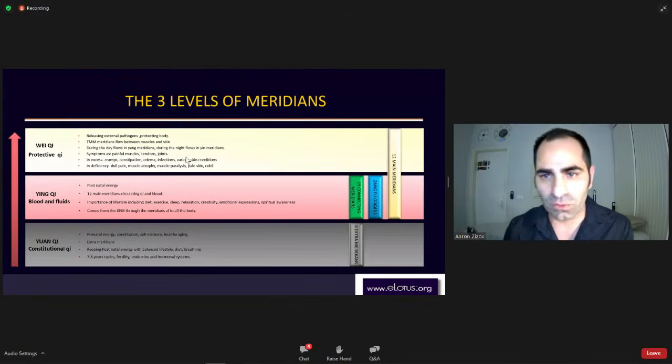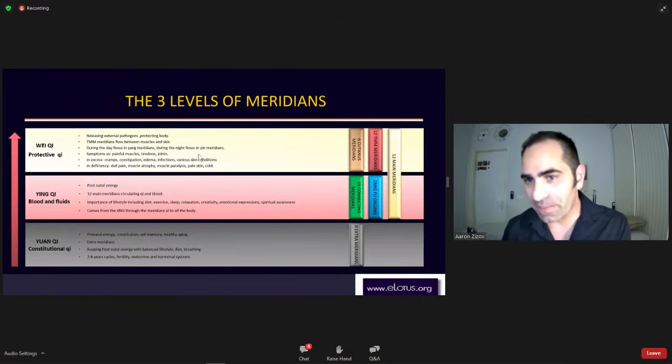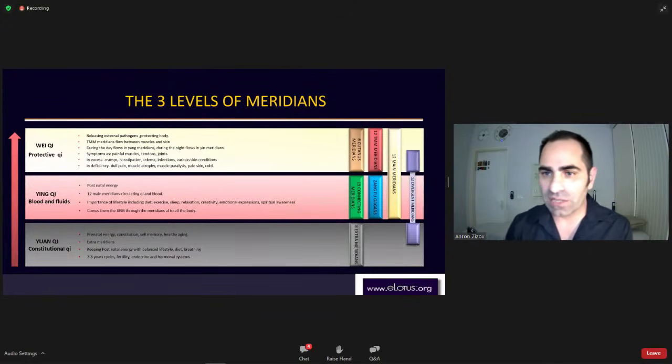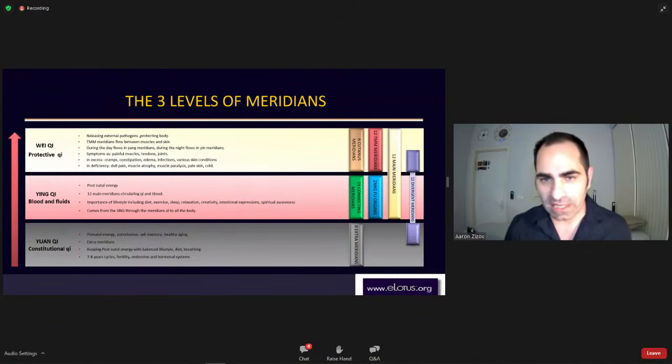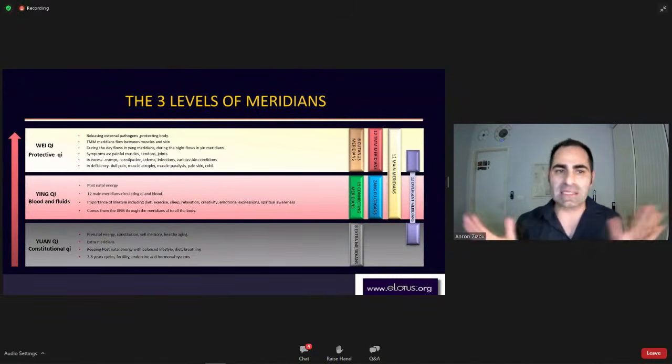I won't go too deep into this now. Here we have the 6 cutaneous meridians. We have the 12 TMM meridians. And we have the 12 divergent meridians that connect the Wei Qi level and the Yuan Qi level. Of course, I'm going to talk about each one of these levels and their specific meridians, and how they are all connected to each other. But this is the basic structure.